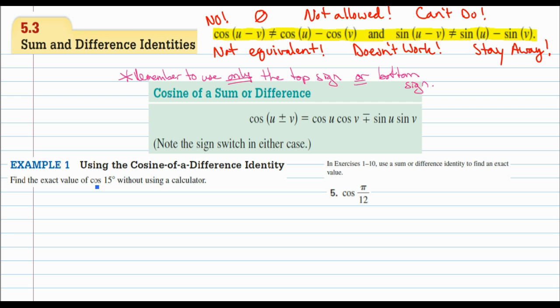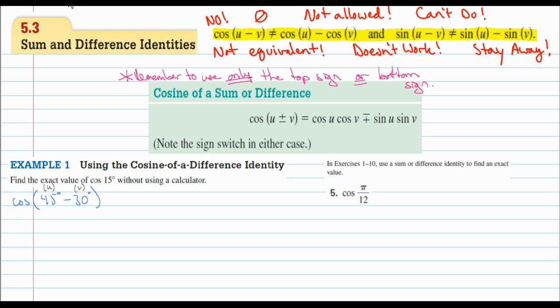Using the cosine of a difference identity, find the exact value of the cosine of 15 degrees without using a calculator. Well, I don't know the cosine of 15 degrees, but I do know the cosine of 45 degrees and the cosine of 30 degrees, and it just so happens that 45 minus 30 is 15. So if I know the cosine of 45 degrees and the cosine of 30 degrees, I can find the cosine of 15 degrees.